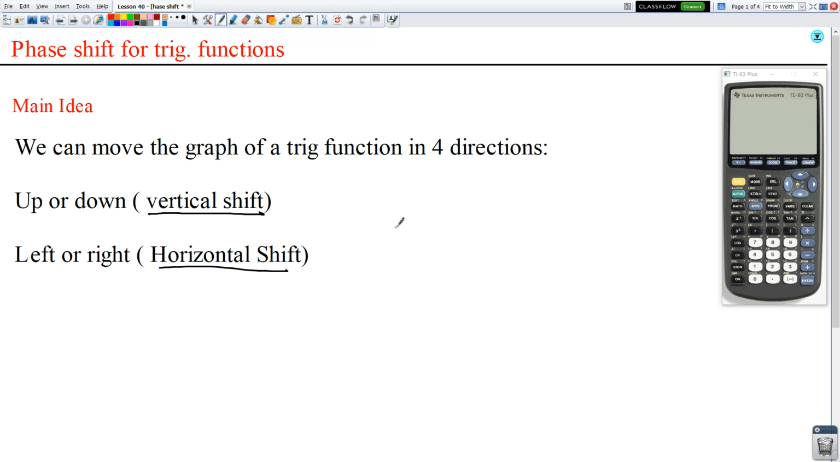Now, here I'm going to use the word shift, which you can think about as just some kind of movement. We can have four kinds of movements because we are talking on a two-dimensional plane, either up or down, which we're going to call a vertical shift, or left or right, which we're going to call a horizontal shift. All right, let's get started.